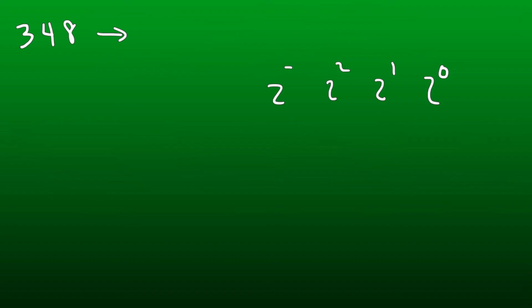Now there's another way in which we can convert 348 into a binary number, and let's talk about it. Now it's helpful to understand the pattern for binary numbers. We know the first number will be multiplied by 2 to the 0, and then the next one by 2 to the first, and so forth.